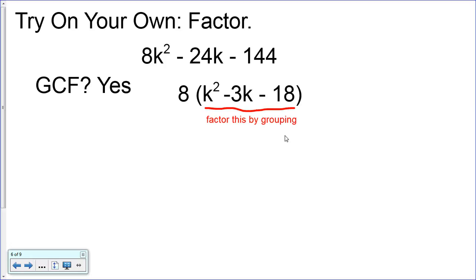Okay, so when you factored it, what you should have gotten for your two binomials was k plus 3 and k minus 6. And then that 8 that you factored out earlier will be in the front. Now when you multiply all of this together, you should get your 8k squared minus 24k minus 144. That's the way you're going to check your answers.